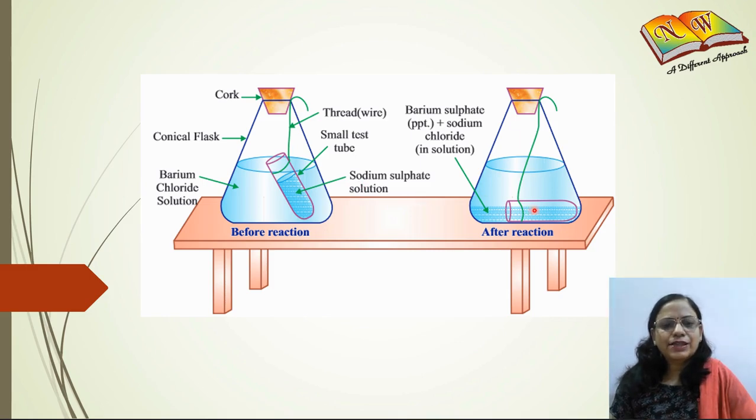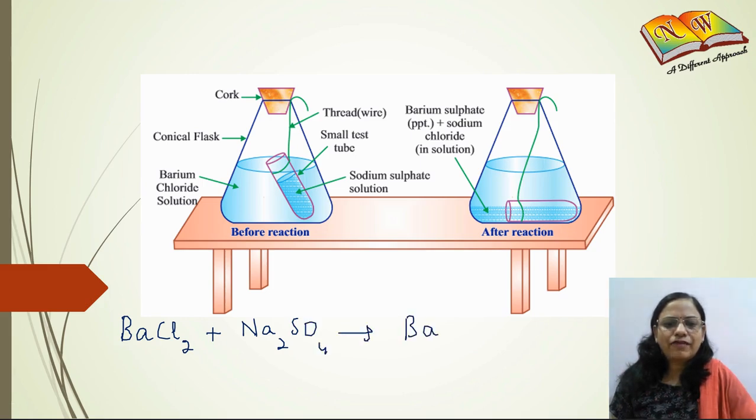and after that shake the entire setup in such a way that the test tube drops down into the barium chloride solution, so that barium chloride and sodium sulfate mix together. And when this happens, a reaction will take place between barium chloride, that is BaCl2, and sodium sulfate, that is Na2SO4, and the products formed would be barium sulfate, that is BaSO4, along with sodium chloride.